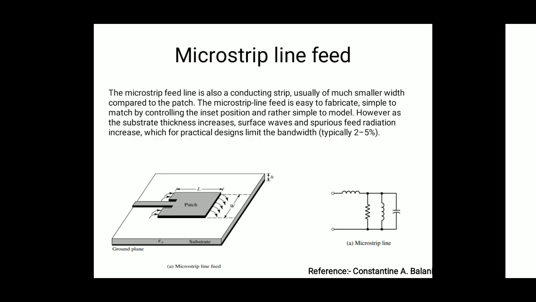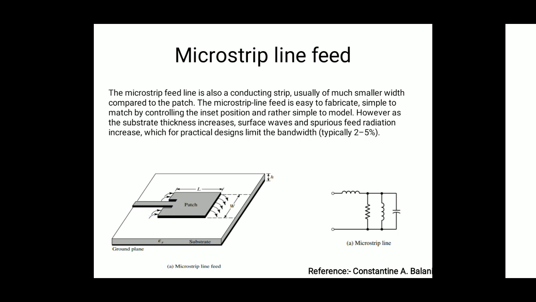The microstrip line is basically a simple strip line. It directly contacts the antenna. We can see this is the conducting line in direct contact with the antenna. The width of the line is very small compared to the patch. The width of the microstrip line depends on the impedance, so we can vary the characteristic impedance according to the width variations of the line and the length of the line.